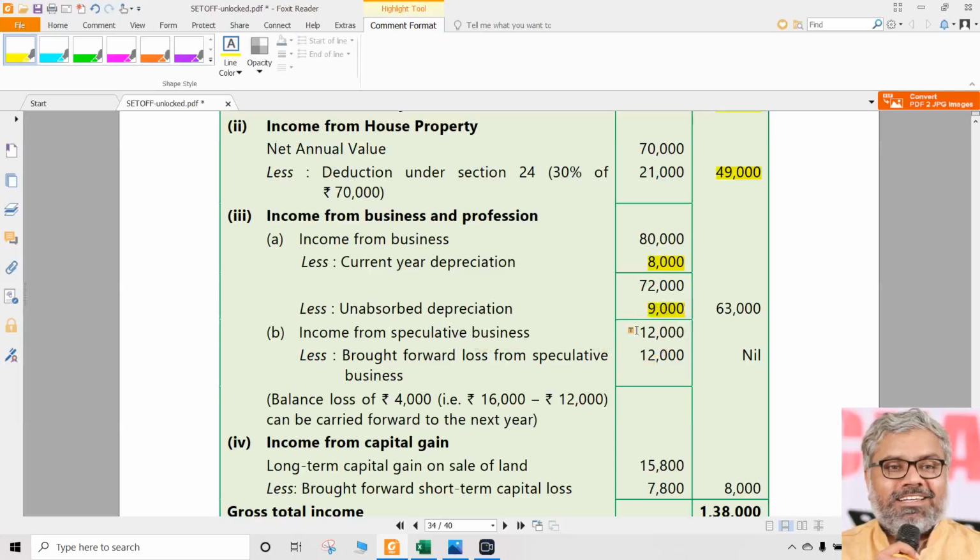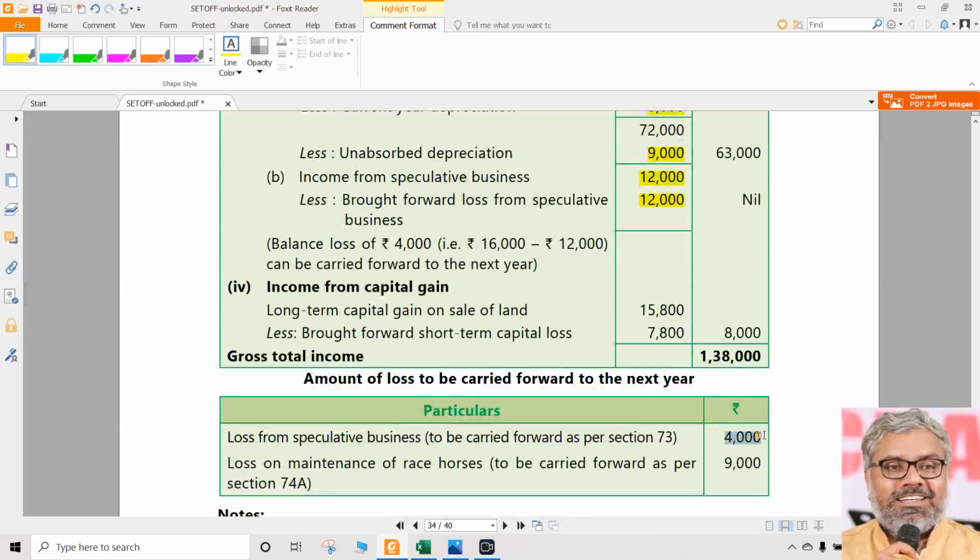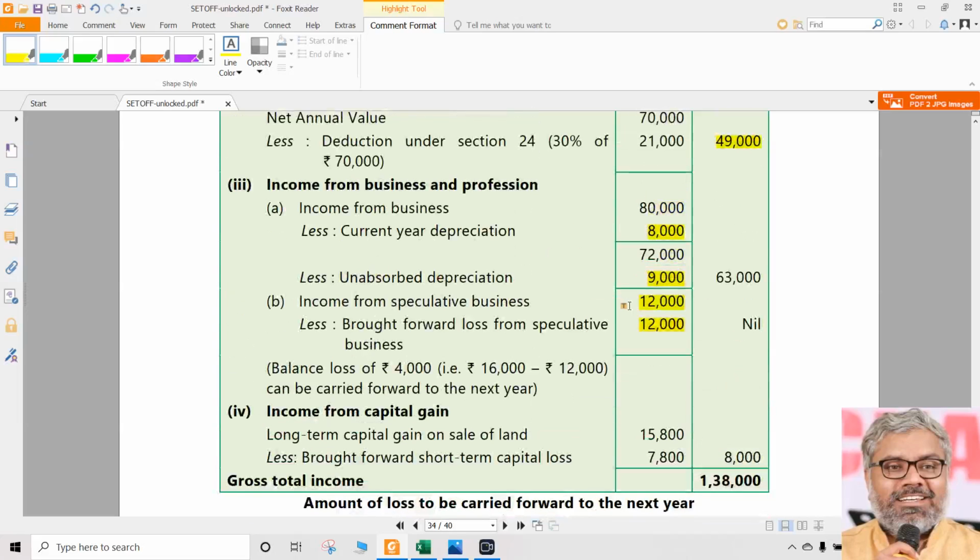Then we have income from speculative business of 12,000, and the entire amount can be set off because there is a total loss from speculative business of 16,000, in which 12,000 is adjusted here and 4,000 is carried forward here. So this is the amount of income from PGBP: 80,000 minus 8,000 minus 9,000. The amount is 63,000, which goes to the outer column.